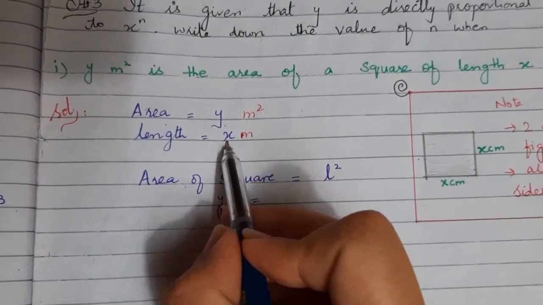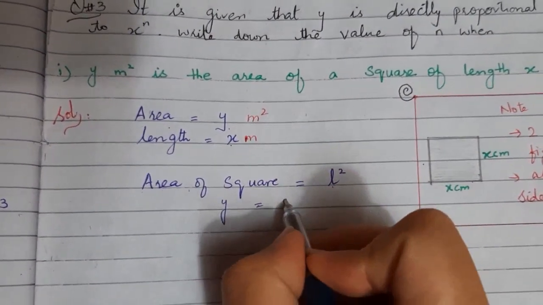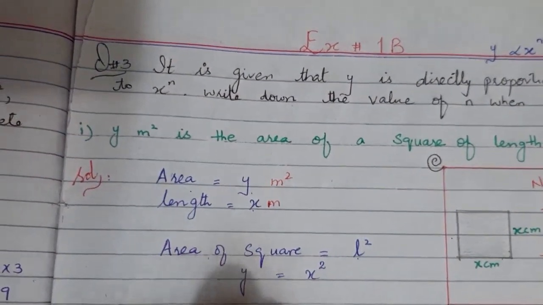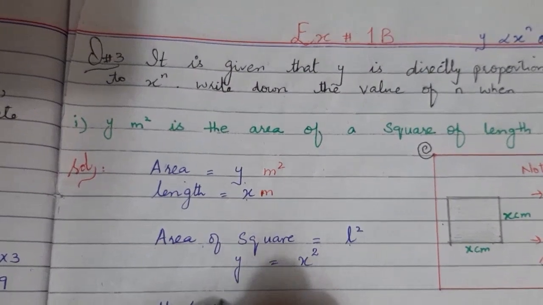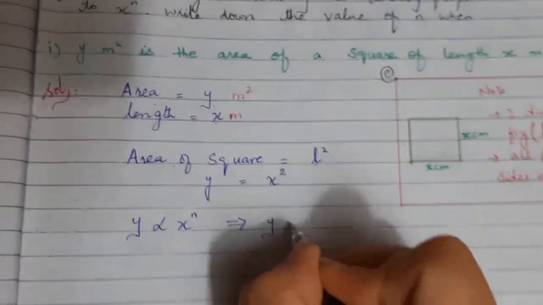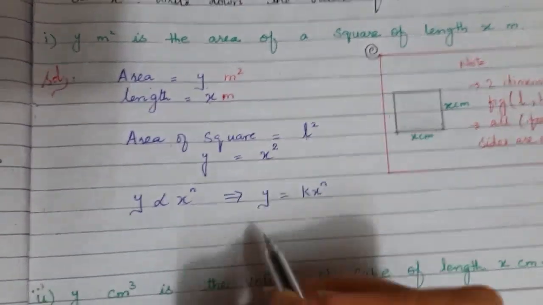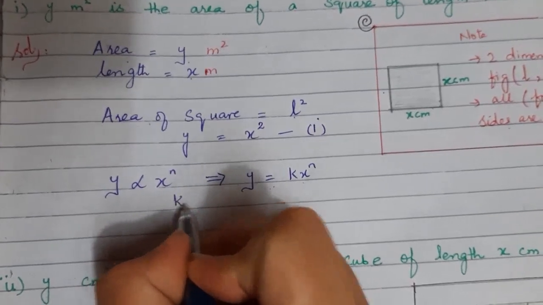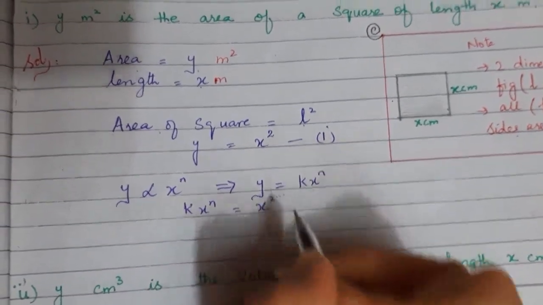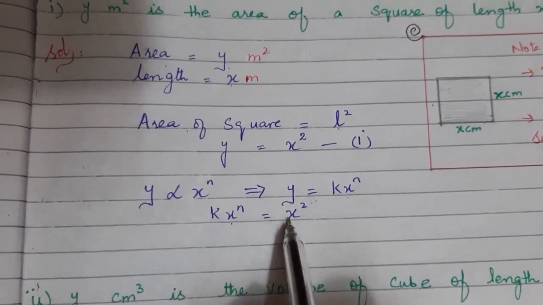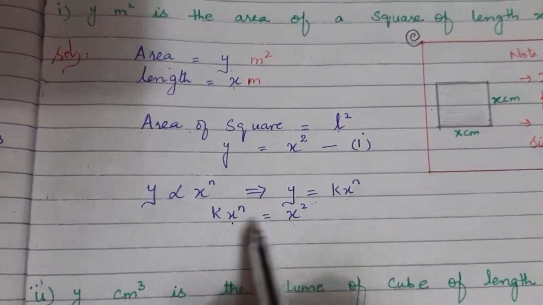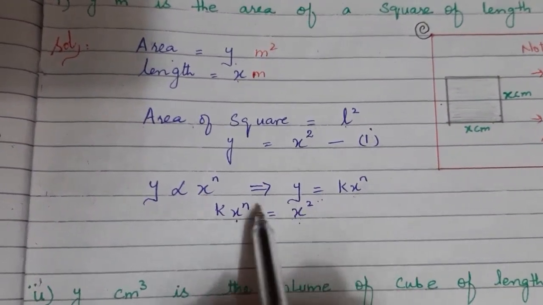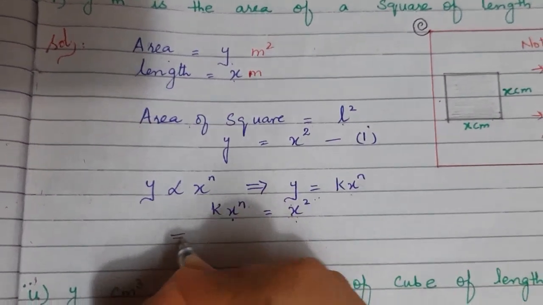Length which is given to us is x, but here L square is here, so we are going to write x square. In the question, it is given that y is directly proportional to x power n, which implies that y is equal to kx^n. We are going to put this value of y in equation number 1. We will get kx^n is equal to x power 2. You can see that on both the left hand side and the right hand side, the variable is x. If the variables are the same, it means their powers must be equal to each other, which implies that n is equal to 2.